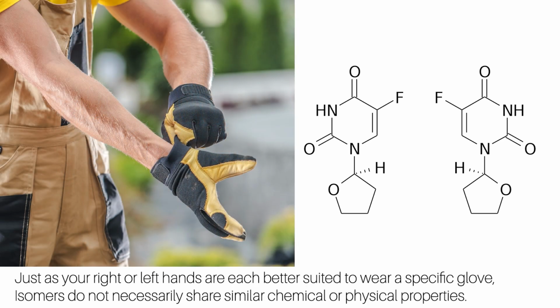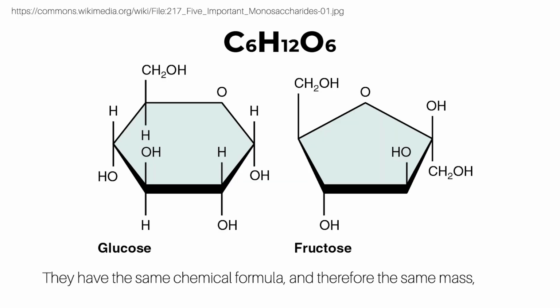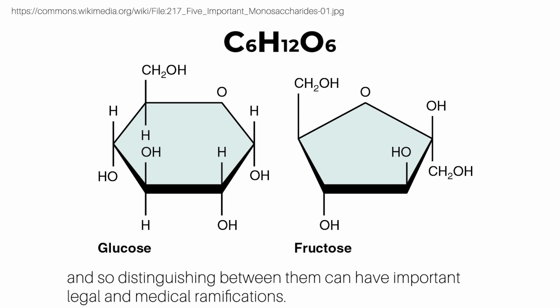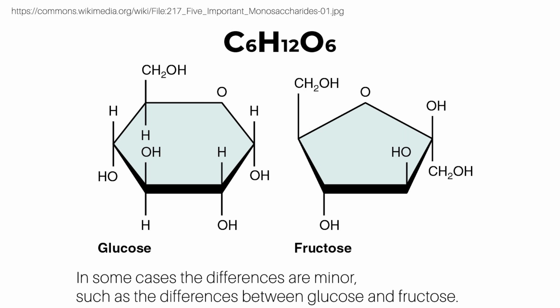Just as your right or left hands are each better suited to wear a specific glove, isomers do not necessarily share chemical or physical properties. They have the same chemical formula and therefore the same mass, but they may have importantly different effects on the human body when ingested. And so, distinguishing between them can have important legal and medical ramifications. In some cases, the differences are minor, such as the differences between glucose and fructose.